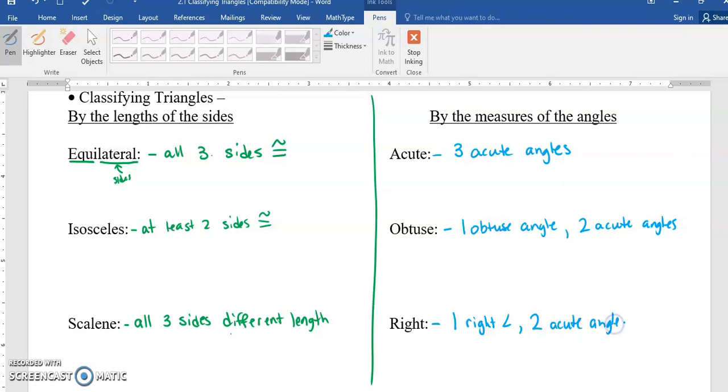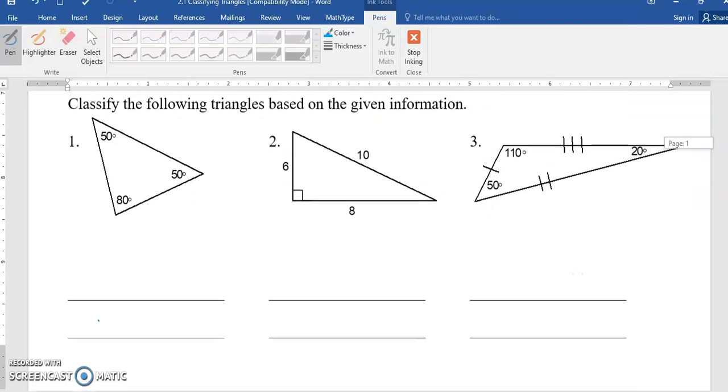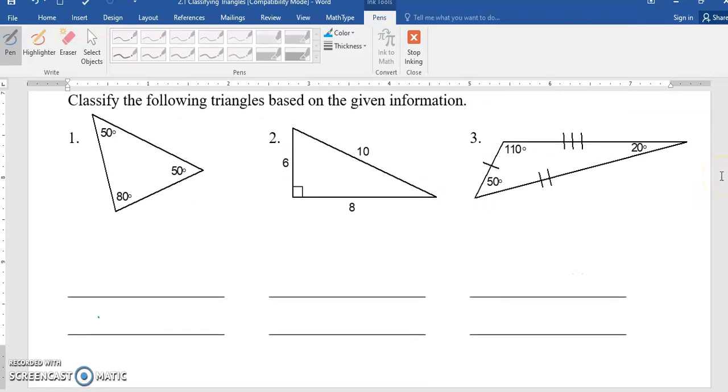So a triangle is going to be off of each one of these lists. It can be acute and equilateral. It could be acute and isosceles, etc. So there's a few here that we're going to classify. So we want to do 1 word off of each list.